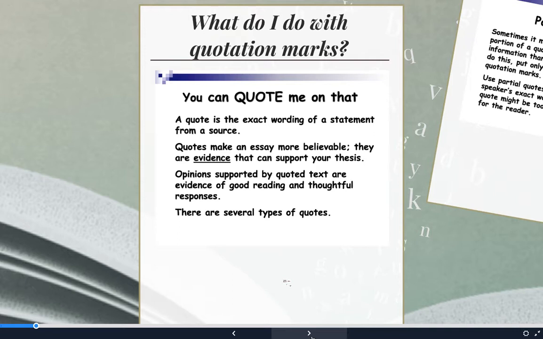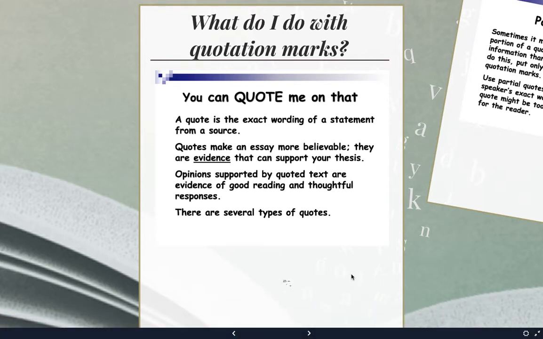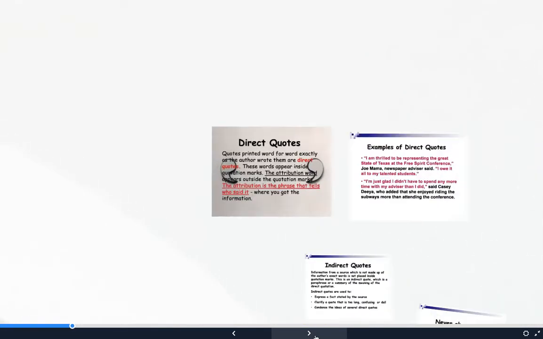Well, you can quote me on that. A quote is the exact wording of a statement from a source. Quotes make an essay more believable. They are evidence that can support your thesis. Opinions supported by quoted text are evidence of good reading and thoughtful responses, and there are several types of quotes.